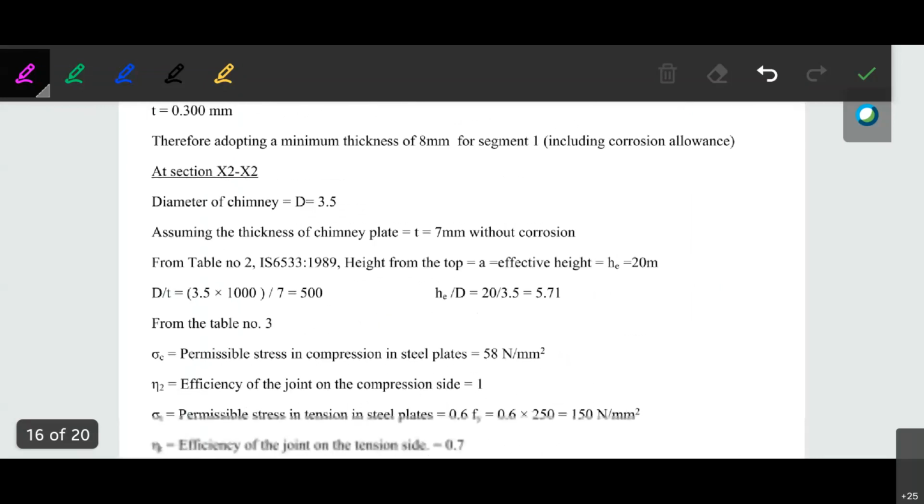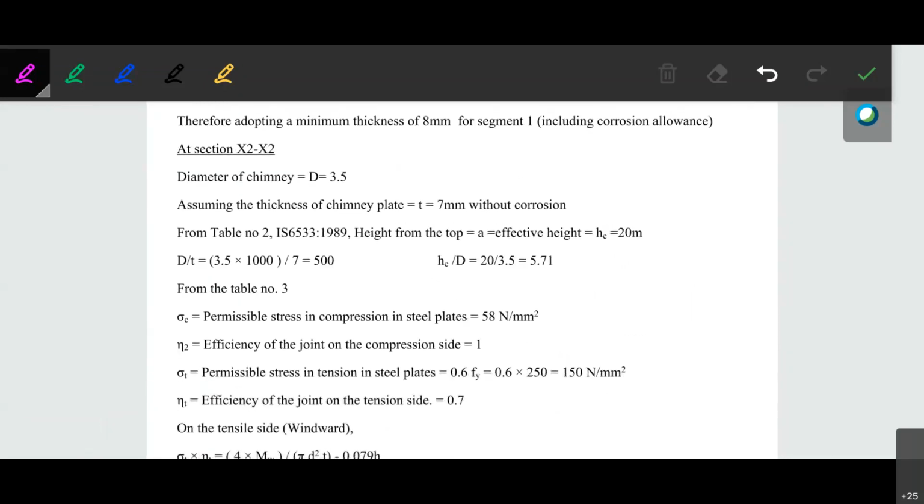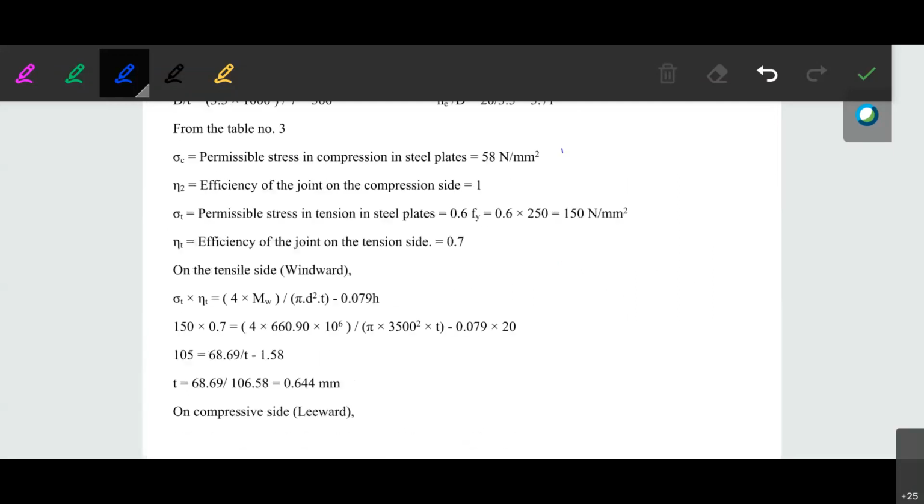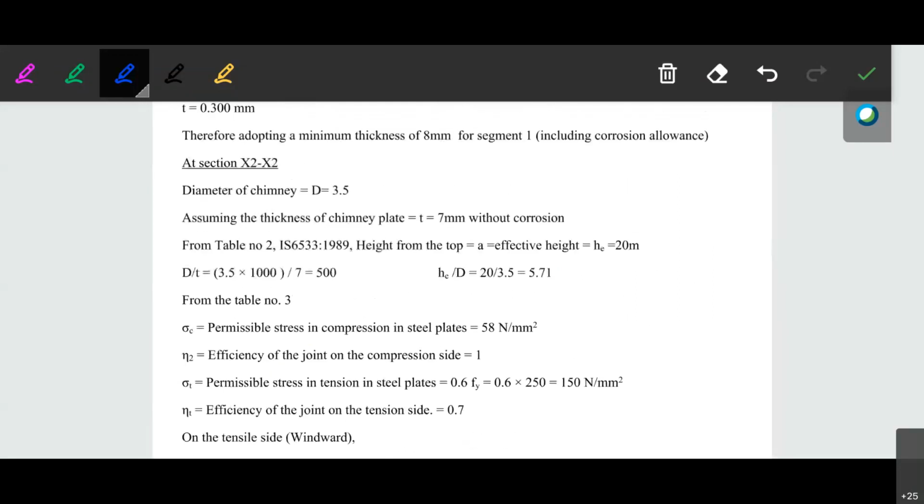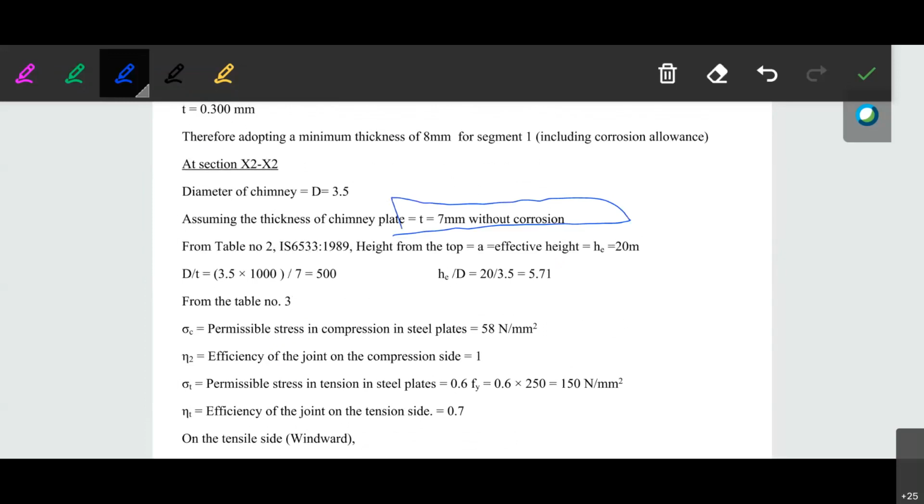So now considering the second segment, that is the x2 section, similarly the same calculation is there. Again here in the second section, the stage value has not increased much. Therefore, again considering the thickness of the plate as 7 mm. Here also considering it as 7 mm. Therefore, the value of d by t will be the same.